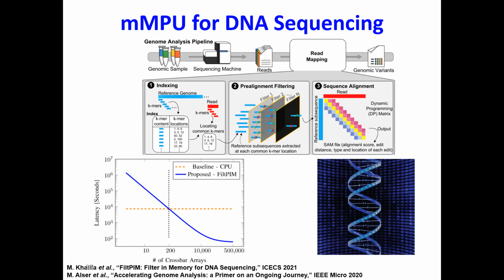And you can see in the graph, this is the latency, so lower is better. If we have more than 200 crossbars, which is a very low number, we can improve it compared to CPU. And with 10,000 crossbars, which is again not a large number, we can improve the latency by a factor of 100. So it's 100 times faster than a CPU to perform the filtering inside the memory. And now we are investigating how to accelerate the entire pipeline of DNA sequencing inside the mMPU.